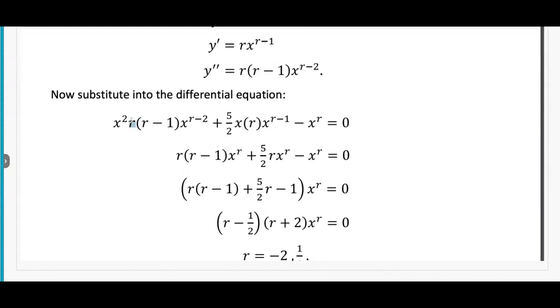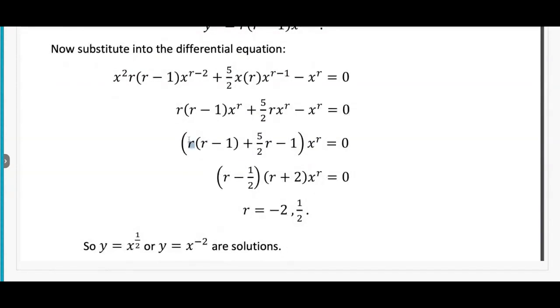We simplify this, multiply x squared times this, right? x times this. So we simplify and we get this. Now we can factor out x raised by r. Simplify this. This we see can be factored.